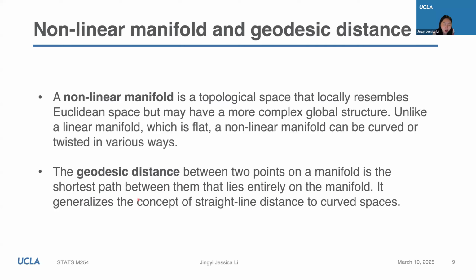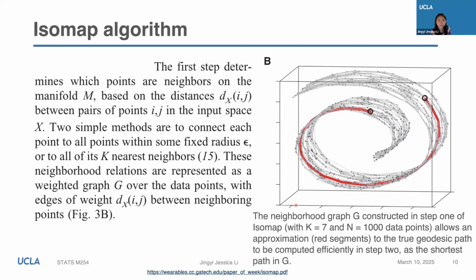It generalizes the concept of straight line distance to curved spaces. Okay, so then the Isomap algorithm. The first step of the algorithm is to determine which points are neighbors on the manifold M based on the distances dxij between pairs of points i and j in the input space X. Okay, the input space is X, and we will have two data points i and j.